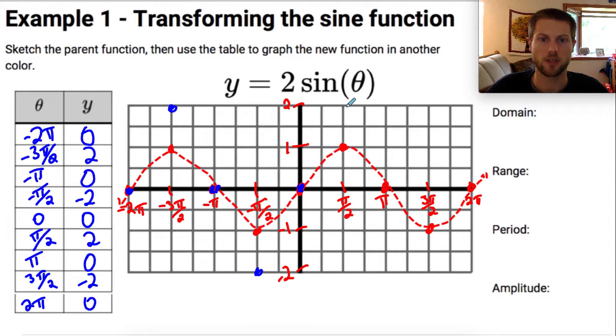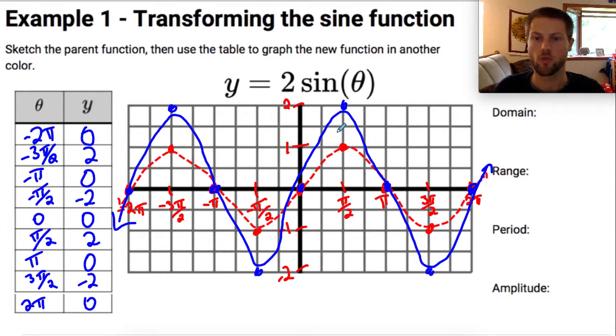And as I should expect, graphing 2 times the sine of theta is a lot like graphing the sine of theta. I have just made a vertical stretch away from the x-axis. So I'm basically just making my maxes higher and my mins lower. And it looks something like that.